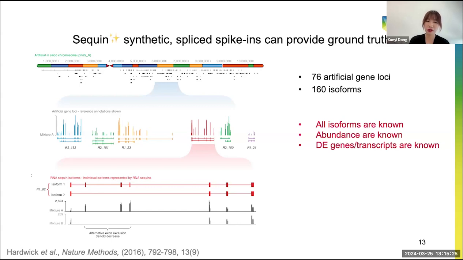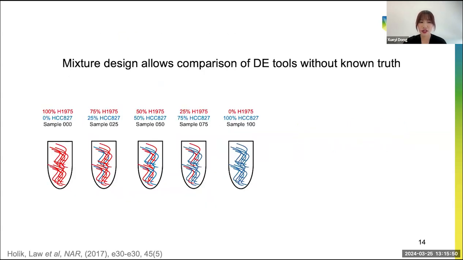And some of the transcripts or genes are designed to be differential, having different abundance. Since we know all the ground truth, we can use it to test whether, for example, our isoform detection tools are working well, or whether our DTE and DTU tools are working well.